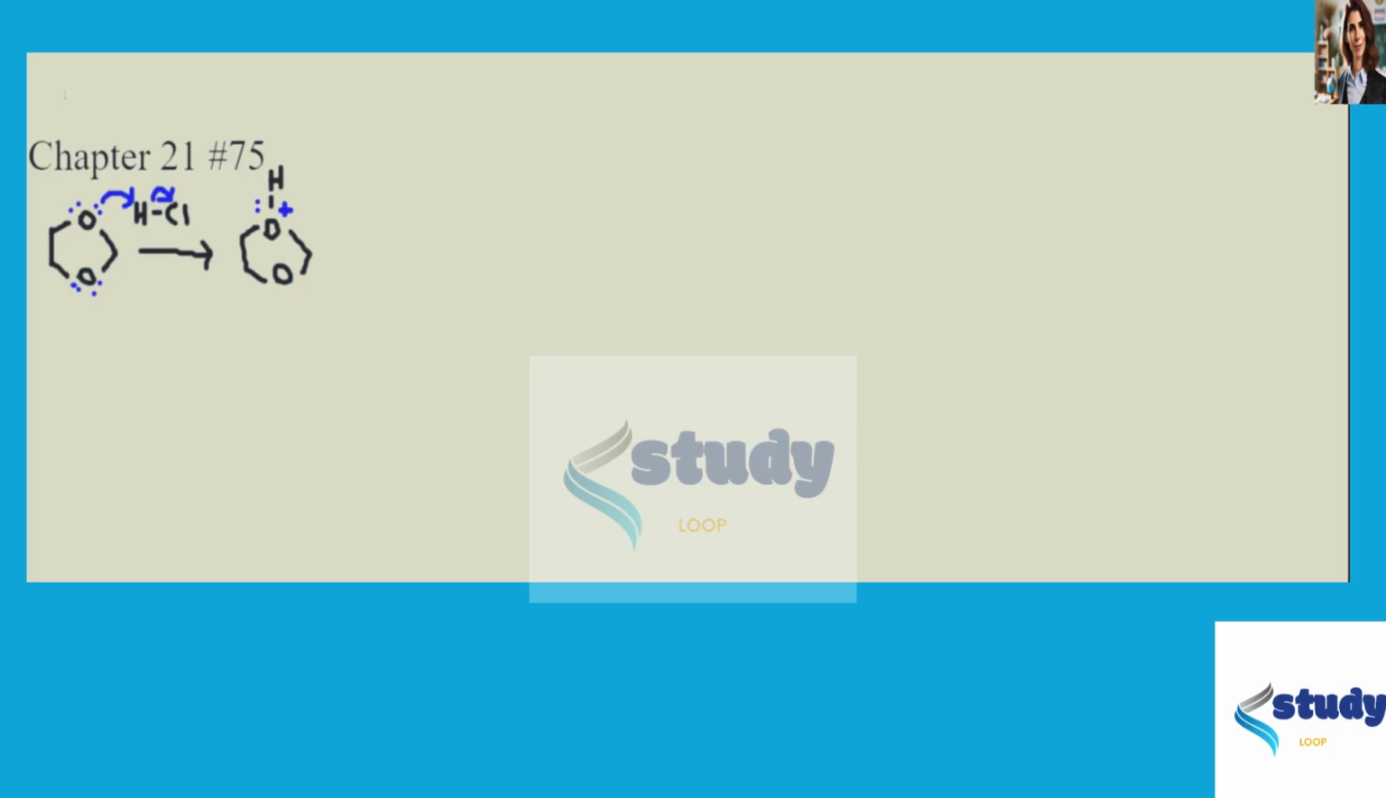So this oxygen is protonated now. It only has one lone pair, and it has a positive charge. And so that is going to make it favorable for this carbon-oxygen bond to break and those electrons to revert to this oxygen. And so once that happens, we will be here. So we now have a carbocation.